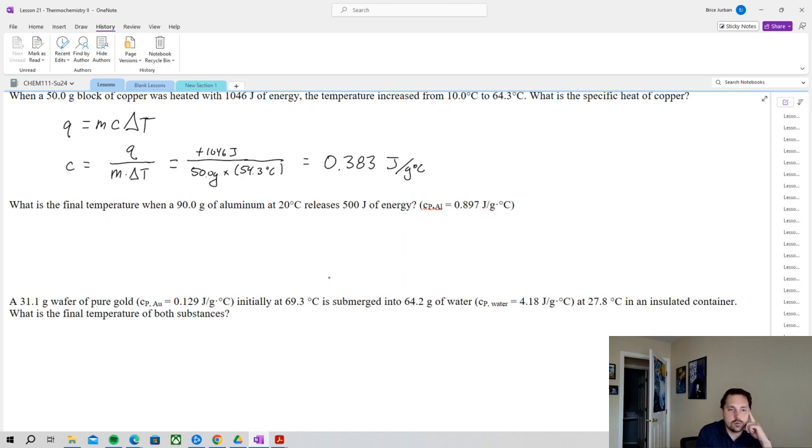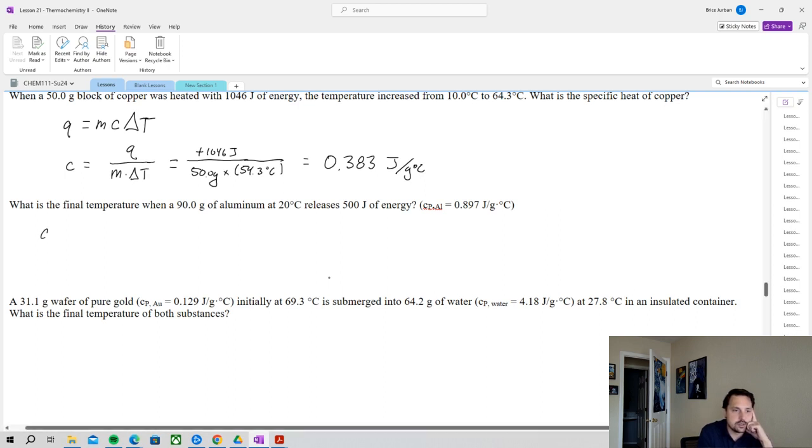What's the final temperature when a 90-gram sample of aluminum at 20 degrees Celsius releases 500 joules of energy? Okay, so here we're rearranging this equation to solve for temperature. So the change in temperature is going to be equal to Q over mc. It's releasing 500 joules of energy, so that's a negative value. We have 90 grams, and the specific heat capacity is 0.897.